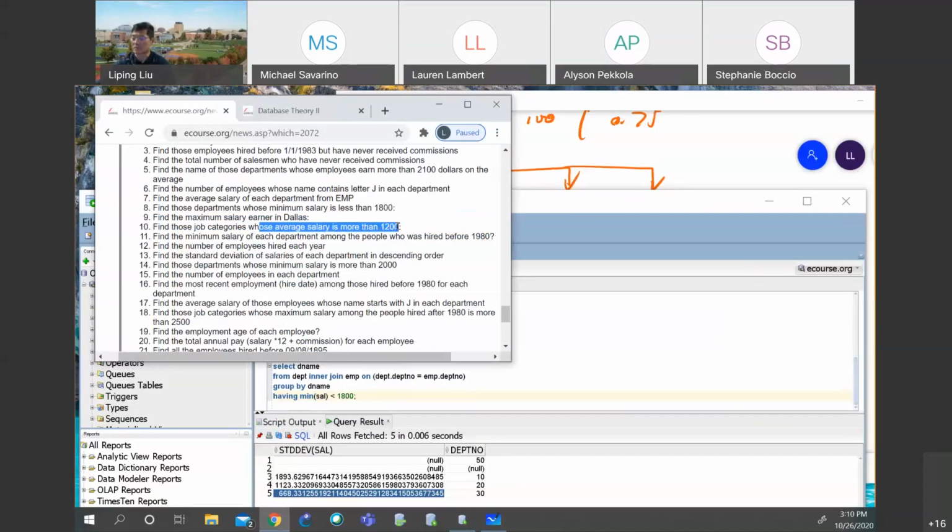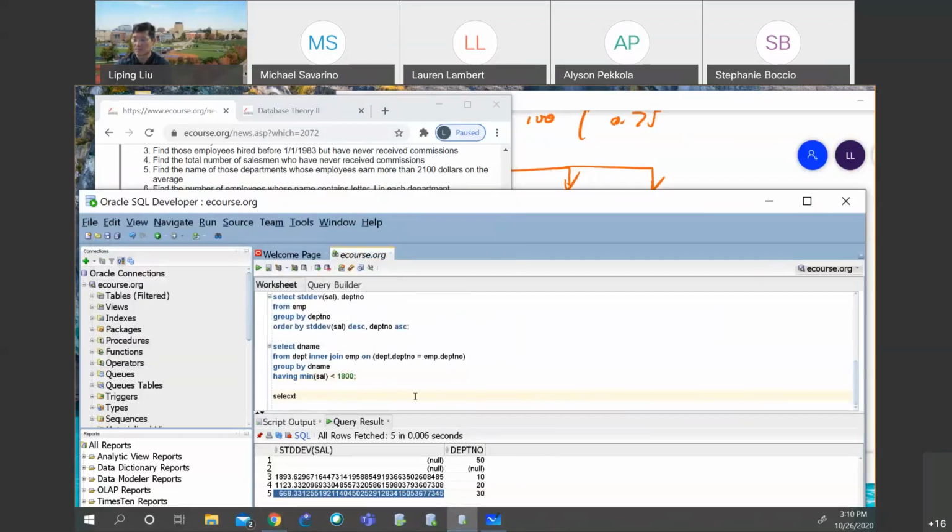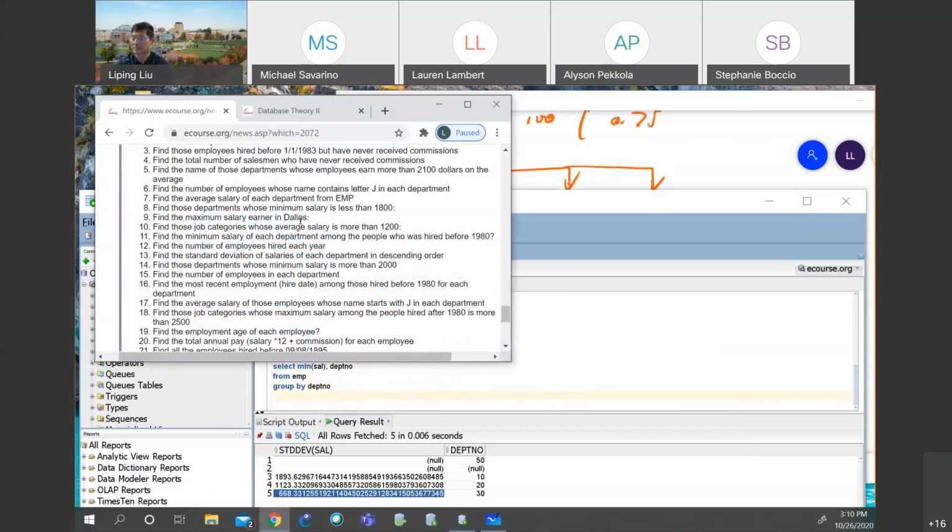Job categories whose average salary is more than 1,200, and the maximum salary of each department among employees hired. So let's say we want to find the minimum salary for each department. So we are going to do select minimum salary, min salary for each department. So we're going to use DEPTNO from EMP and then group by DEPTNO, for each department. And now let's say whether we need to select cases. Minimum salary, which one we are doing? Among people hired before 1980. So we do need to select cases.